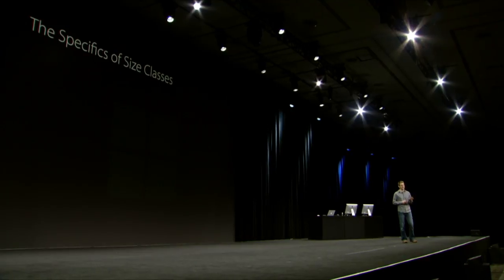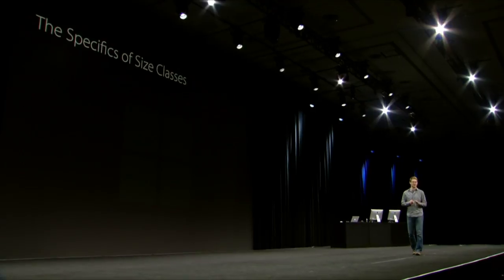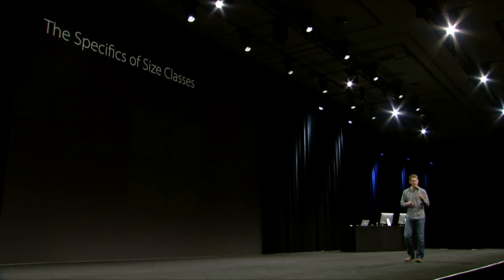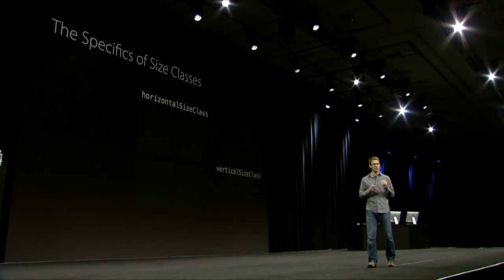So let's get specific for a second. I was going over kind of some higher order things. What specifically is size classes? This is where we bring the trait system back in. So size classes is two traits. There's a horizontal size class and there's a vertical size class.